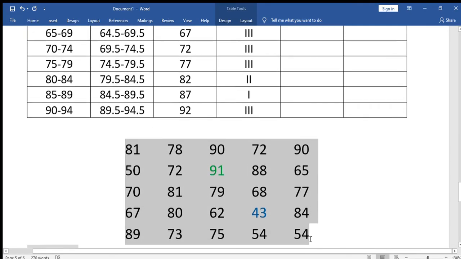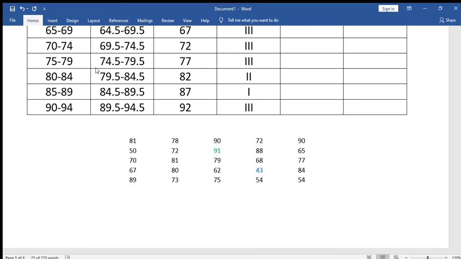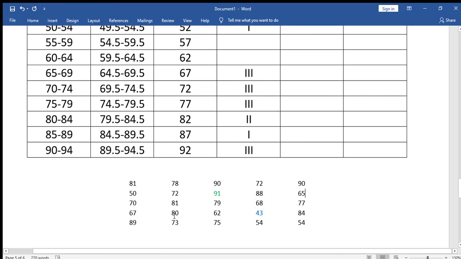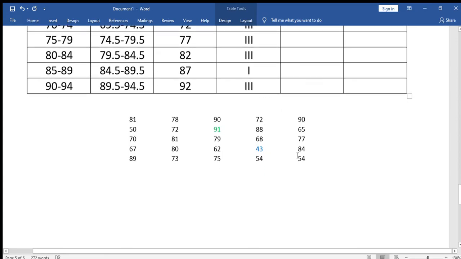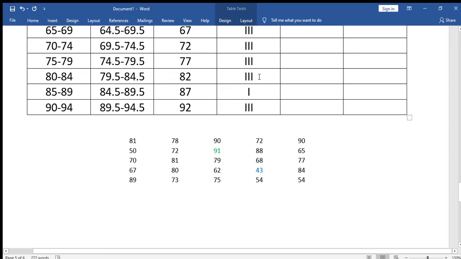So that's 67. Let us try to minimize the scores. Then we have 80. 80 is placed here. Then we have 62. 62 is placed here. Then next we have the lowest score, which is 43. It is found here. Then we have 84. 84 is found here. Then the fifth row, we have 89. 89 is again to be placed here. Then we have 73. 73 is to be placed here from 70 to 74. Then we have 75. 75 is to be placed at 75 to 79.